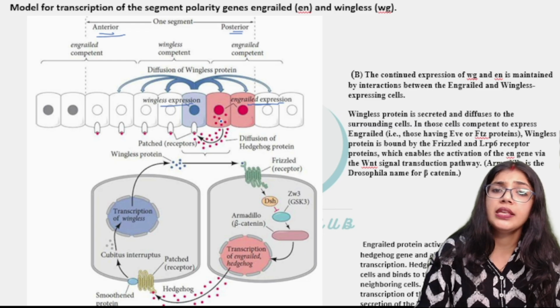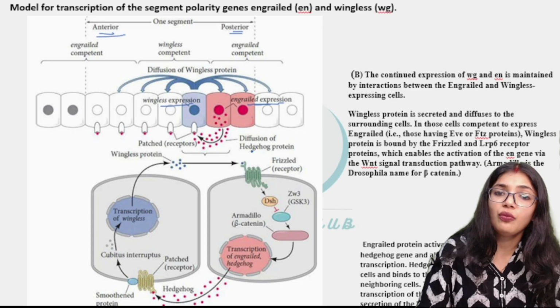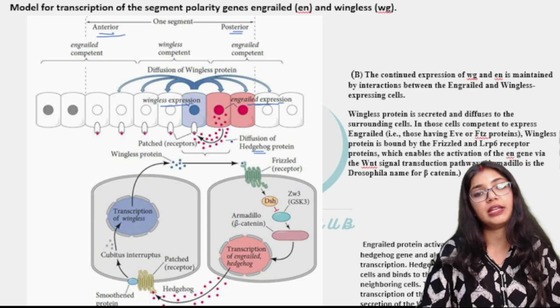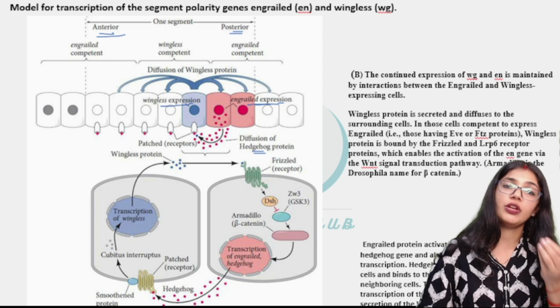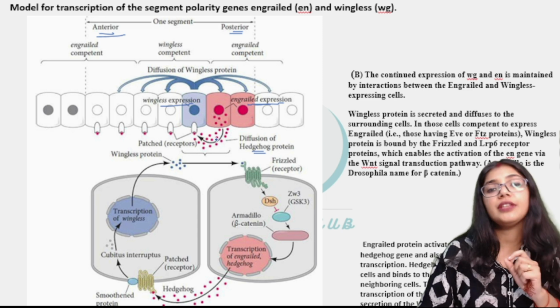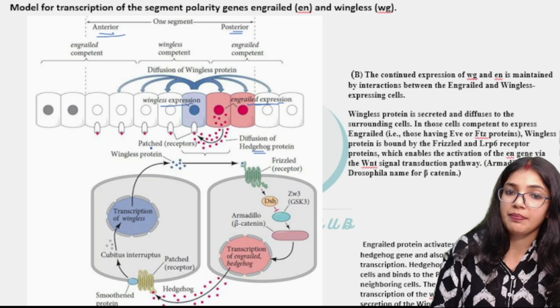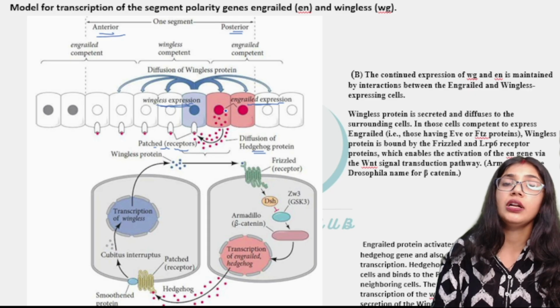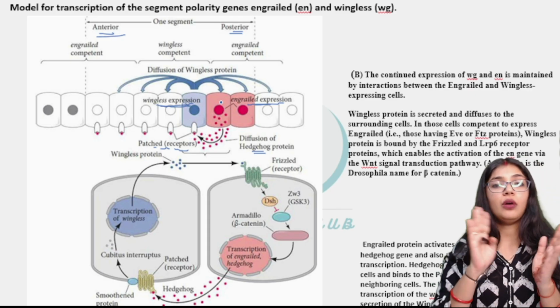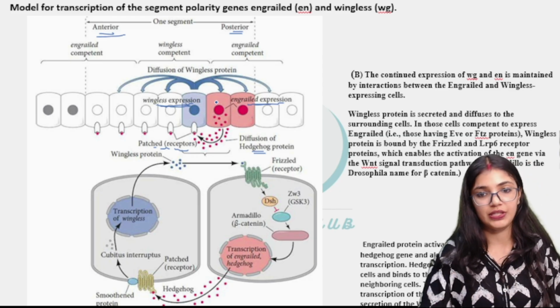What is expressed from this engrailed expression cell? That is the diffusion of the hedgehog protein. The hedgehog protein is released, diffused and accepted. If it is a protein, it can be a transcription factor. It is accepted by another receptor known as the patched receptor, which is present in the wingless expression cell. So here two cells are regulating the whole thing: one is the engrailed expression cell, another is the wingless expression cell.